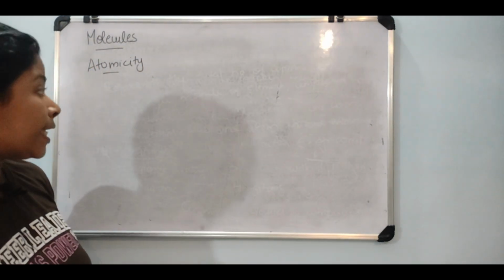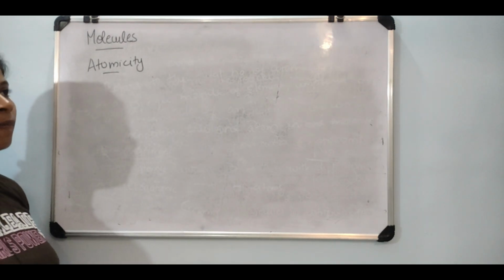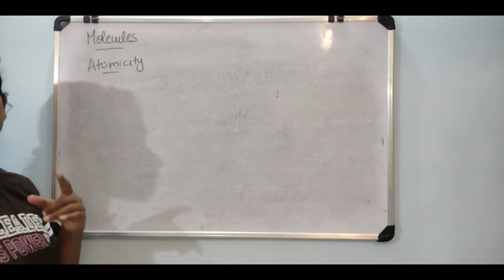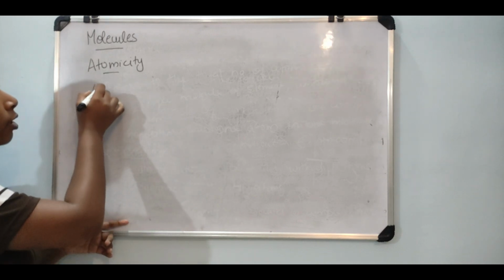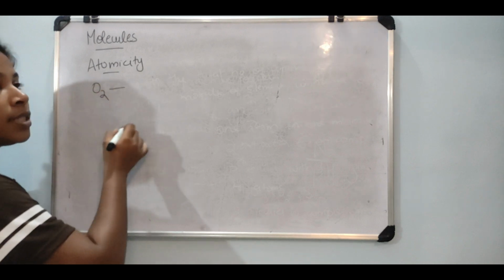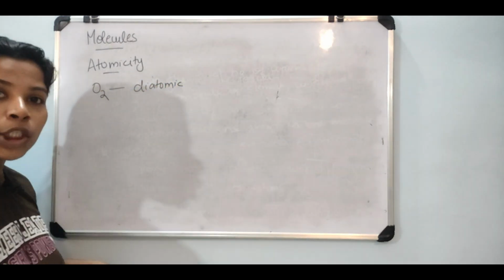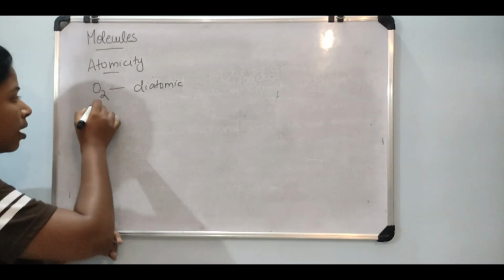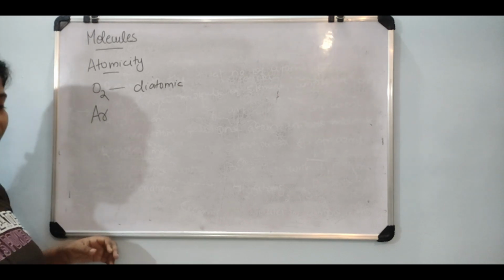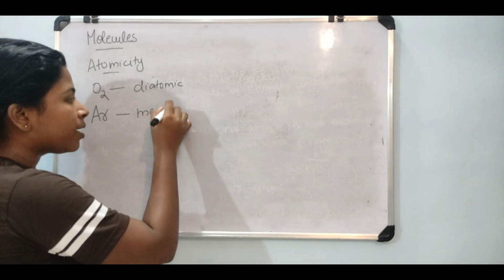So for exams, you might get a question based on the topic atomicity. The question will be like, see, what is the atomicity of oxygen? So you have to think, what is the molecule of oxygen? The molecule of oxygen is written as O2. See, how many atoms are there? 2. So the answer is what? Diatomic. Now, what is the atomicity of argon? Argon is a noble gas. So it exists freely. There is only one atom. Answer is monoatomic.